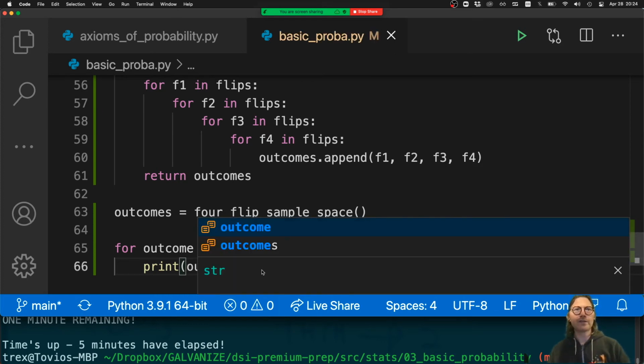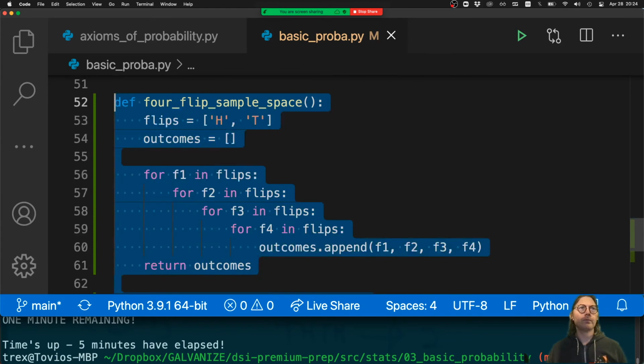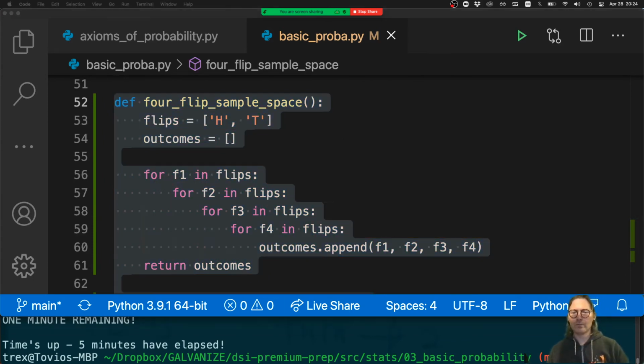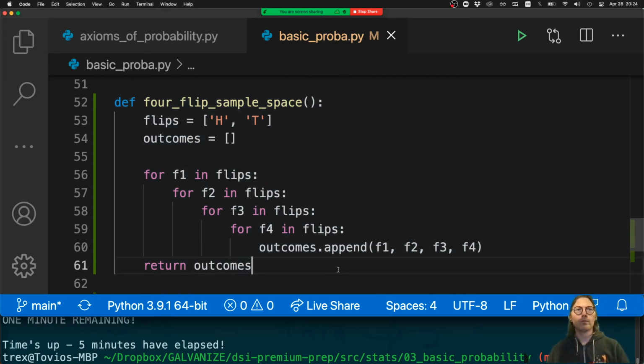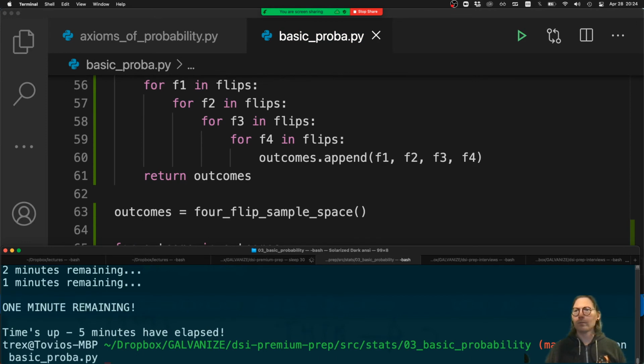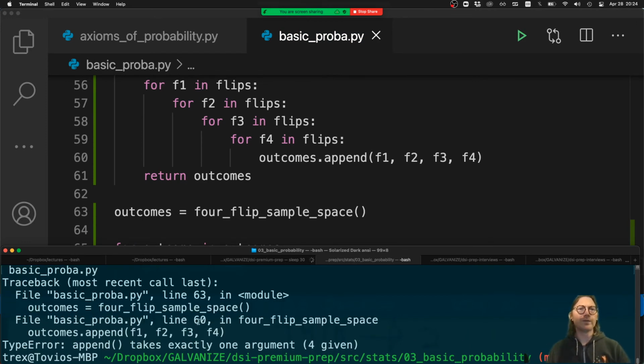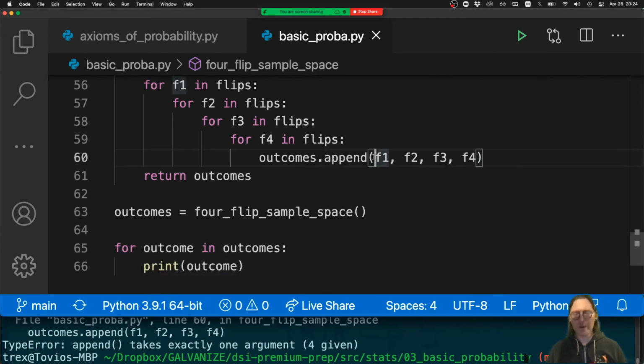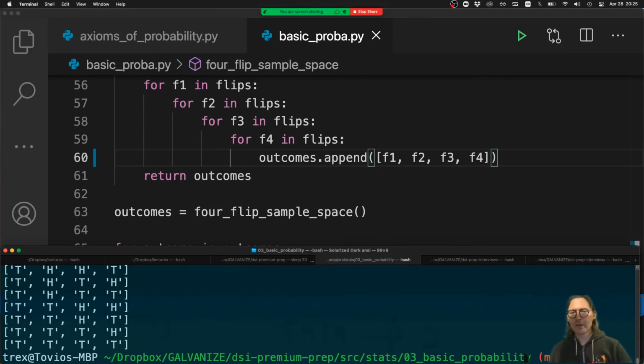So I'll go ahead and run this. I'll paste it in first, and then I'll run it. Oh, it takes exactly one argument, 4 were given. Well, that makes sense. That should be a list. Sorry about that, I should have run it first. Let me fix that in the Slack as well.